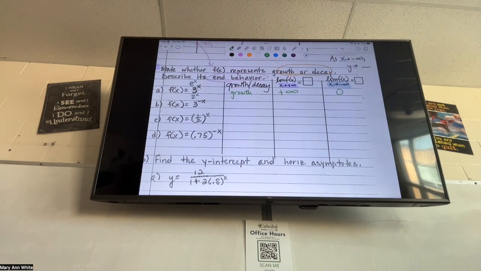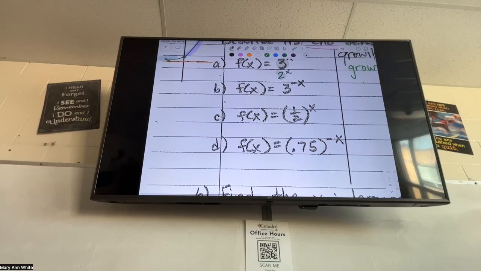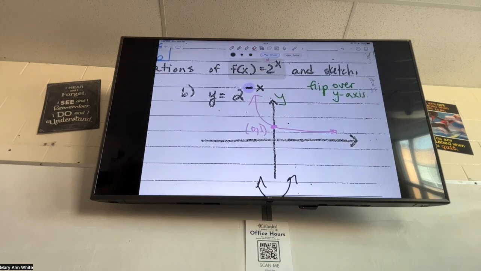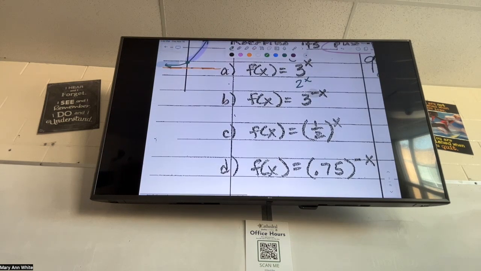Okay. We're going to do the same idea for letter B. This one says f of x equals 3 raised to the negative x. Do you guys remember what that negative does? It makes it 1/3. Does it flip it across the x-axis or across the y-axis? Y-axis. Let's go back and look. That looks like this one. It flips it across the y-axis. So it's just flipping it across the y-axis. So everything else is the exact same. Throw my little graph right here.